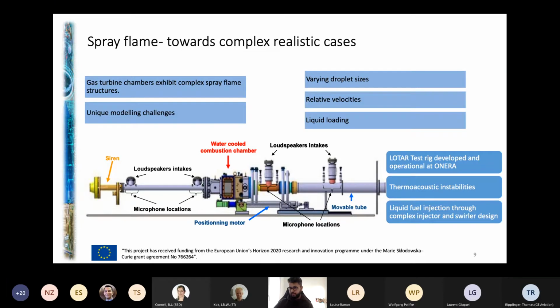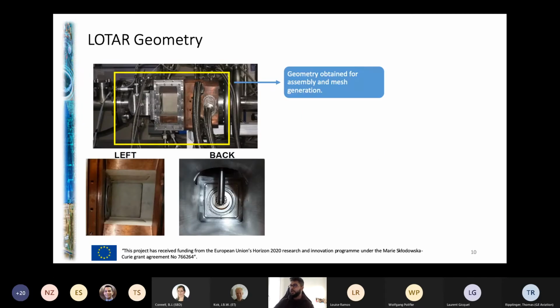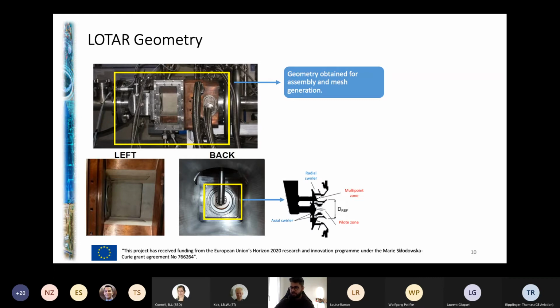For spray flames, you have a complex injector system, a movable tube with which you are varying the overall stability map. The part that is being modeled is shown in the yellow part, which is the mesh obtained for the geometry. That's around 0.5 meter. On the bottom part, what is on the left is the chamber, and what is tightened back is the plenum part. Both of them are separated by this complex swirler geometry.